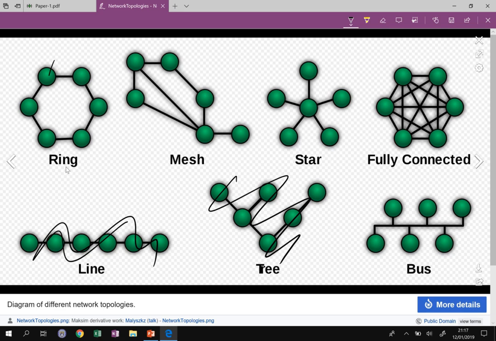If one of these computers fails, as in it's not switched on, or there's something wrong with the network card or something like that, the whole network ceases to act because the token can't be passed around and the data can't be passed around. So it's not particularly resilient.